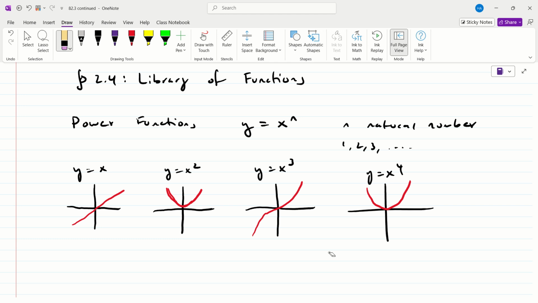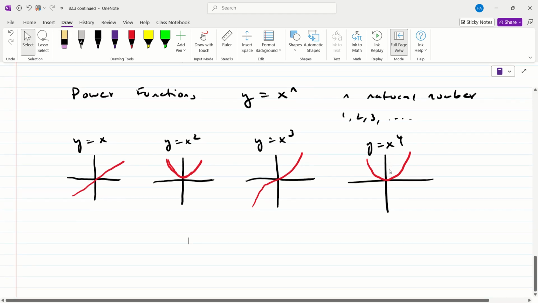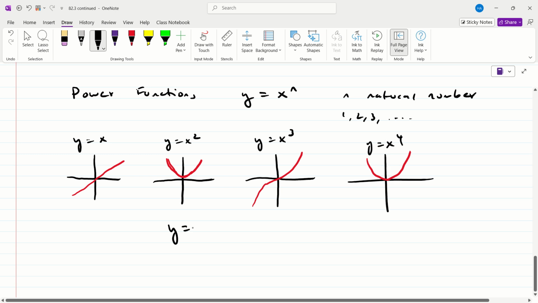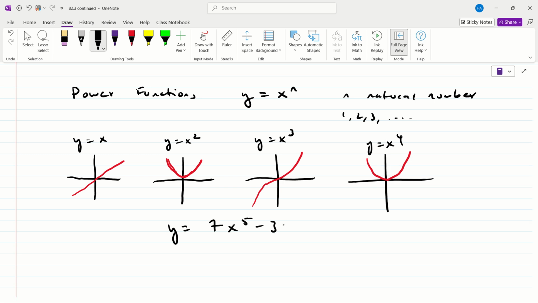So if you have a power function in front of you later on, maybe something more complex, like y equals, let's say, 7x to the fifth minus 3x squared plus x minus 12, before you run to your calculator and try to graph this whole thing, you have a lot of insight on what's going on the far left and on the far right just by noting that this has an x to the fifth in it as its highest power.